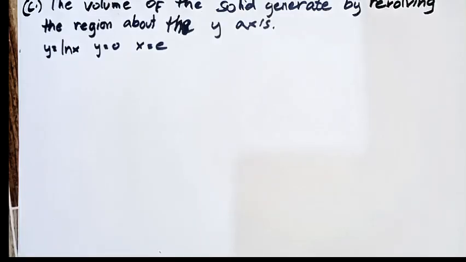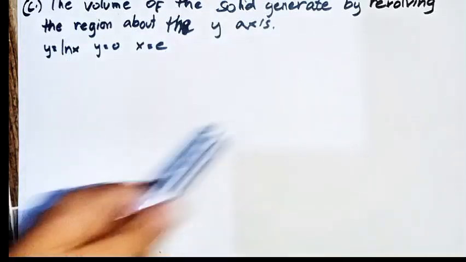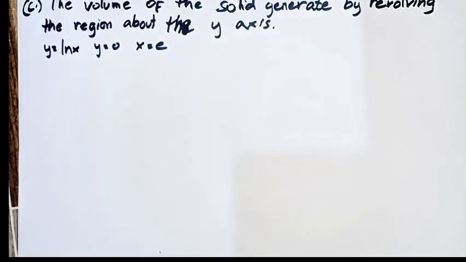Now let's proceed to our letter C. Find the volume of the solid generated by revolving the region about the y-axis, where y is equal to ln x, y is equal to 0, and x is equal to e. In the previous letter, we already graphed y is equal to ln x. To visualize the solid whose volume we are going to find by revolving the region about the y-axis, we must illustrate it by graphing it again.